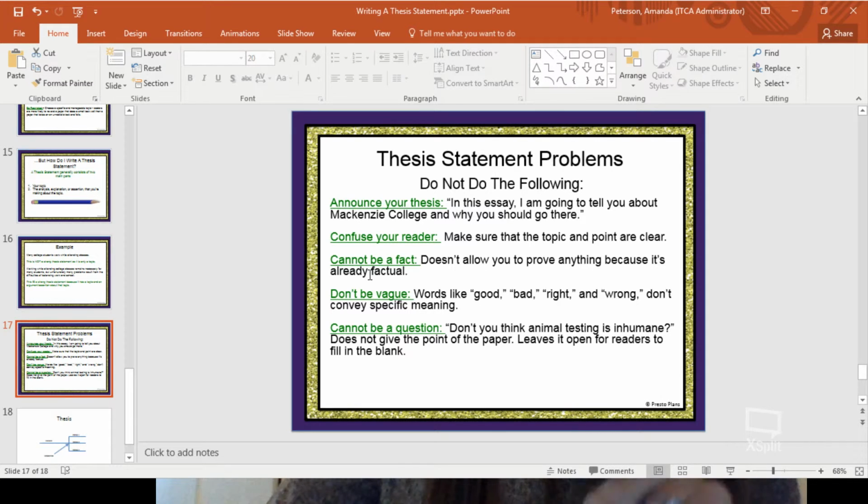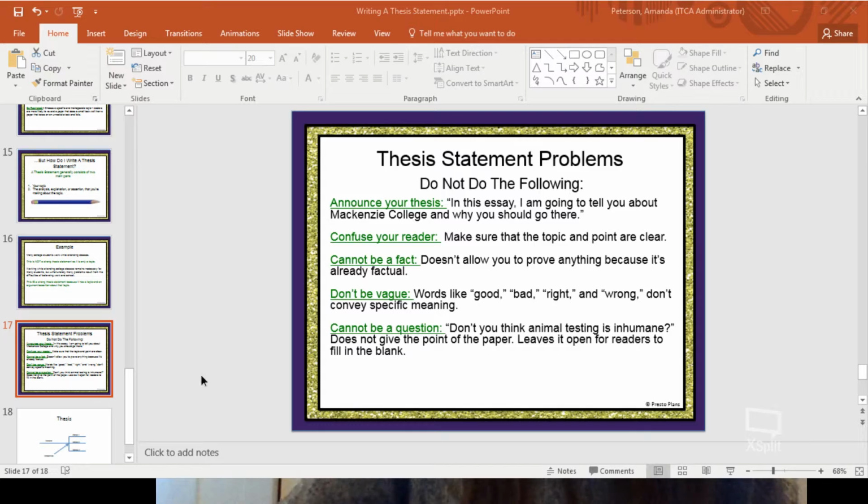It cannot be a fact. That doesn't allow you to prove anything because it is already factual. And don't be vague. Words like good, bad, right, and wrong don't convey specific meaning. Pull out those thesauri and get descriptive. And it cannot be a question. "Don't you think animal testing is inhumane?" This does not give a point of the paper and leaves it open for readers to fill in the blanks.